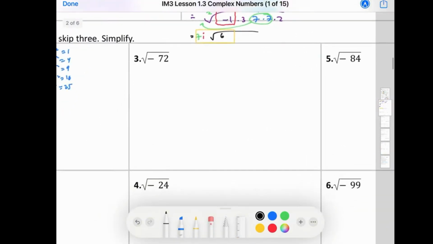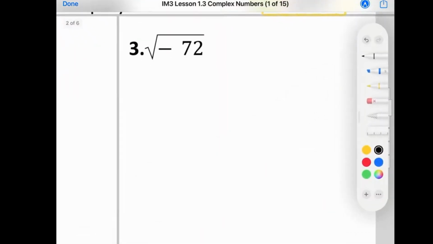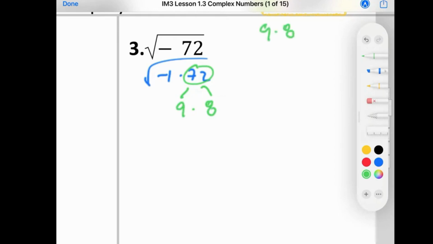All right, let's try question number 3 here. Let's break it down into our prime factorization. So that would be negative 1 times 72. 72 is 9 times 8. Oh, there's a better one. Can you think of the better one? Watch, when I break it down, you'll recognize what the better one was.